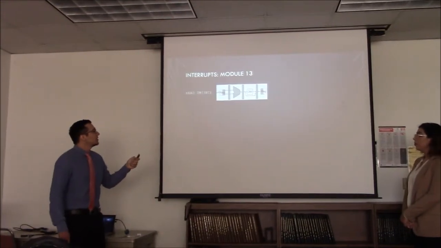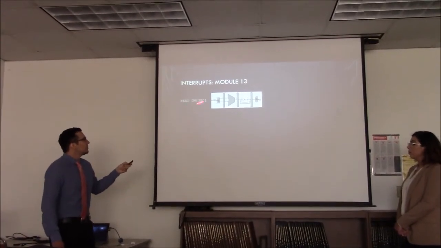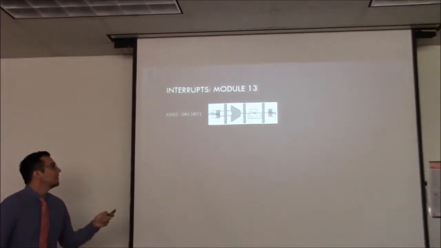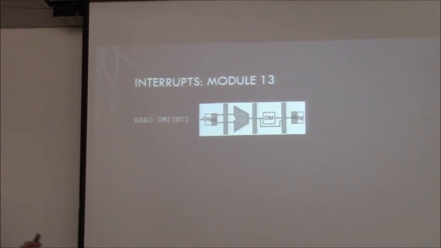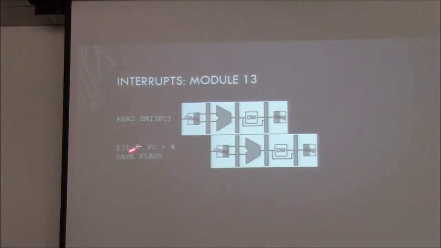So following is how we implement interrupts in module 13. These are the set of operations that the control unit executes. The first step is to read data memory location 3FC. And that 3FC is gotten from the ALU via the SPinit function. The second step is to save PC plus 4 into register 31.